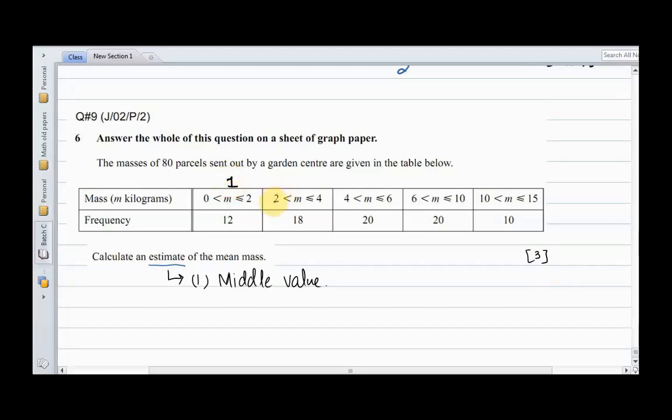Similarly, the mid value of 2 and 4 is 3. The mid value of 4 and 6 is 5. Then 6 and 10: it will be 8. Or you can do 6 plus 10 divided by 2, 16/2, that will be 8. Last one, 10 plus 15, 25, 25 divided by 2, it will be 12.5, right? 12.5.